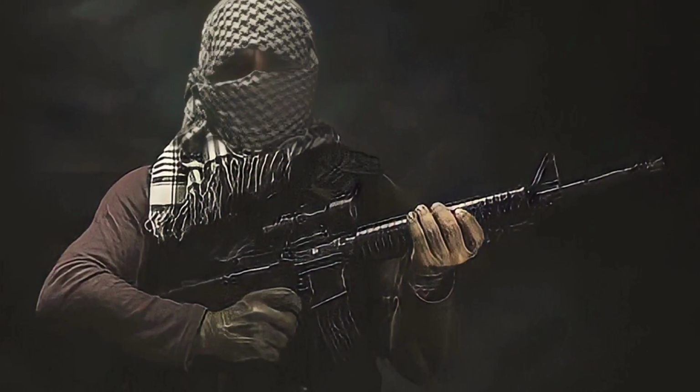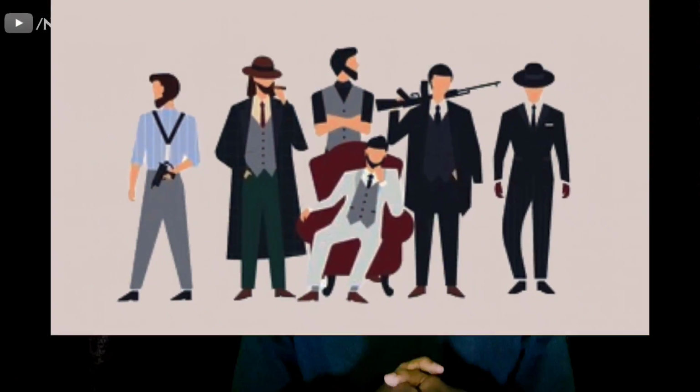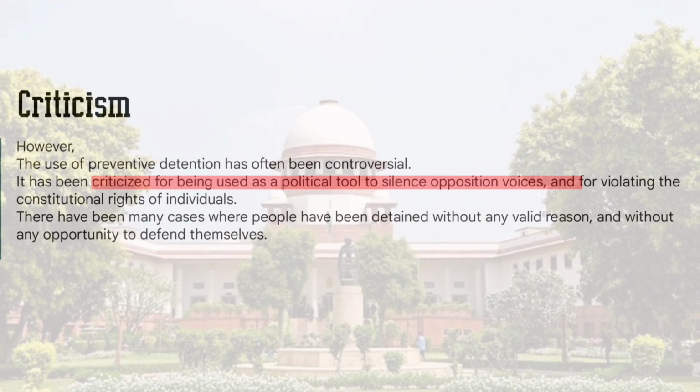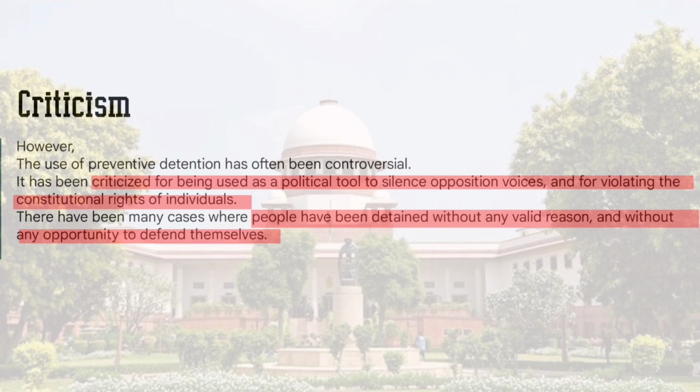Today, preventive detention is used in India in various situations, including the detention of terrorists, suspected militants, and individuals involved in organized crime. The law allows preventive detention for a period of up to 3 months, which can be extended with approval from the advisory board. However, the use of preventive detention has been controversial. It has been criticized for being used as a political tool to silence opposition voices and for violating the constitutional rights of individuals. There have been many cases where people have been detained without valid reason and without any opportunity to defend themselves. There have been many cases of preventive detention in India which have attracted a lot of attention.